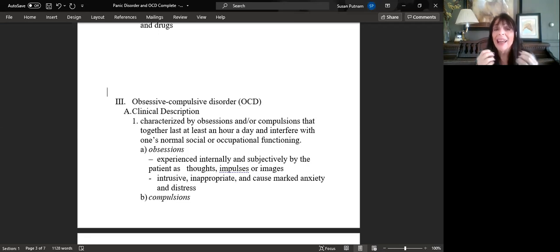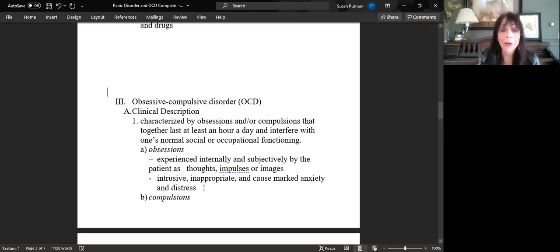Obsessions are experienced internally and subjectively by the actual patient. They're experienced as thoughts, as impulses, or even images. They are intrusive, they're inappropriate, and they cause marked anxiety and distress. And that is really important to remember.